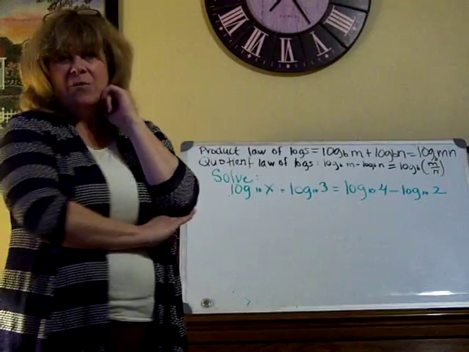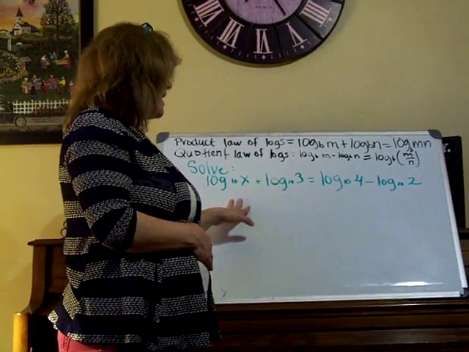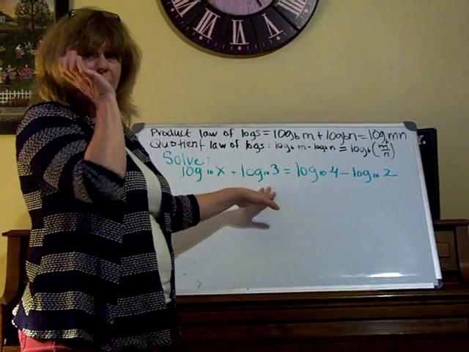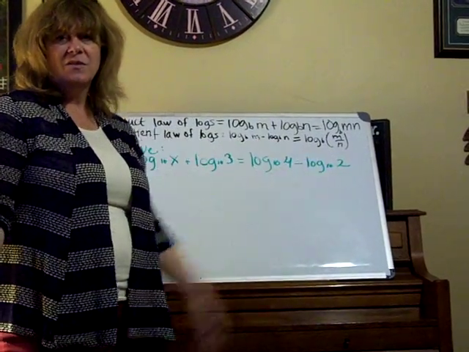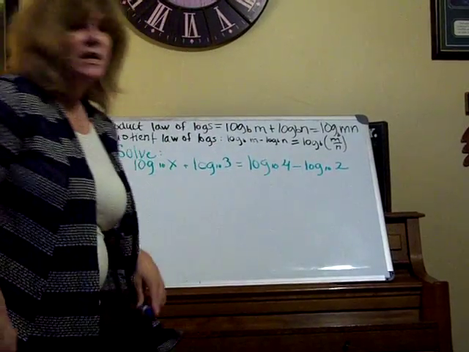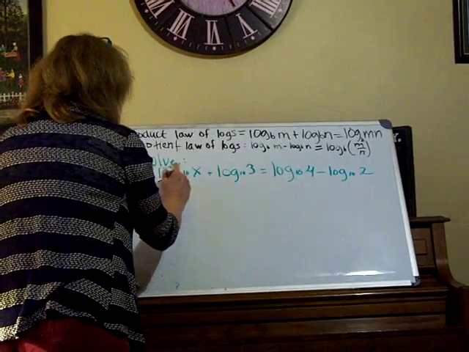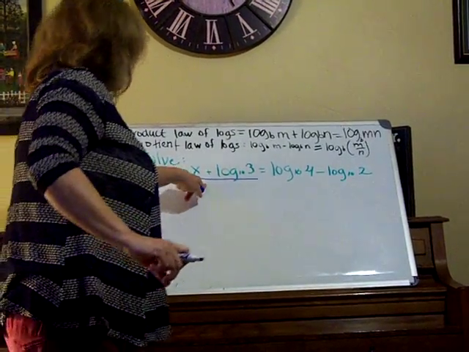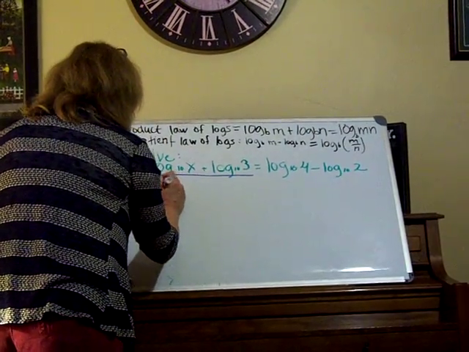Now we have our equation here that says solve the log base 10 of x, add the log base 10 of 3, and make this equal to the log base 10 of 4, subtract the log base 10 of 2. So we can see our laws coming into play here. Right here, we can see that because we add it, we are really going to multiply it. So it will look like this.